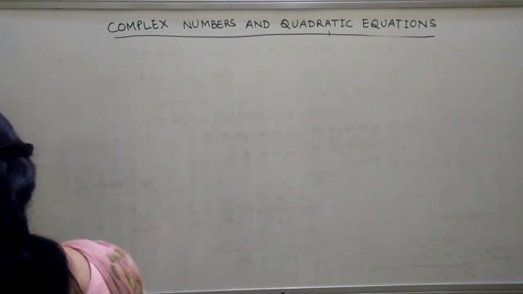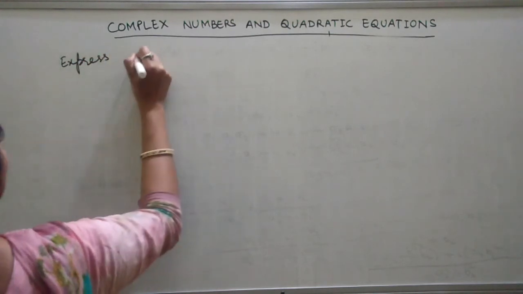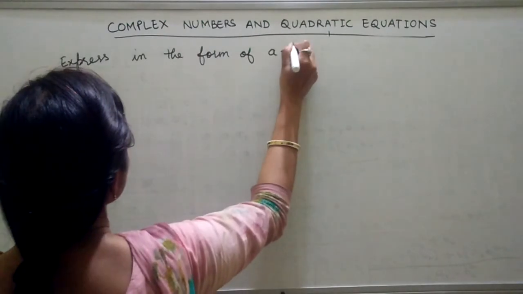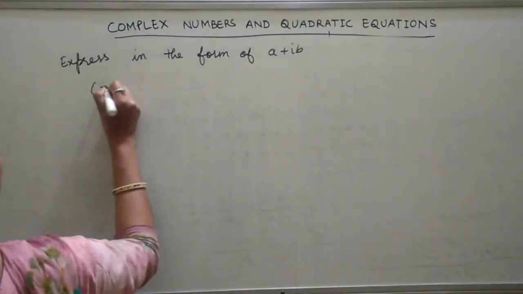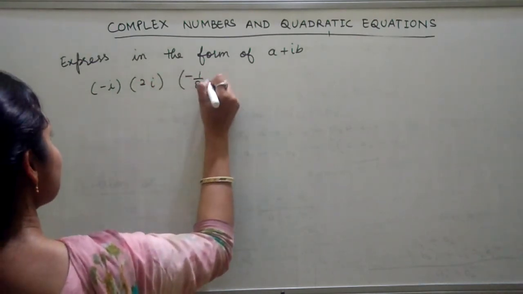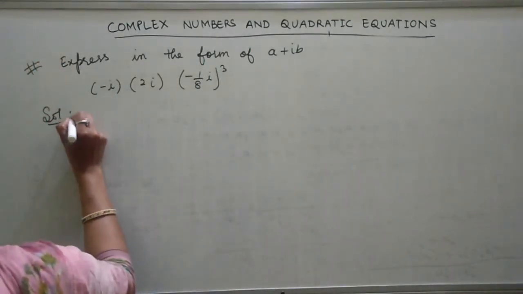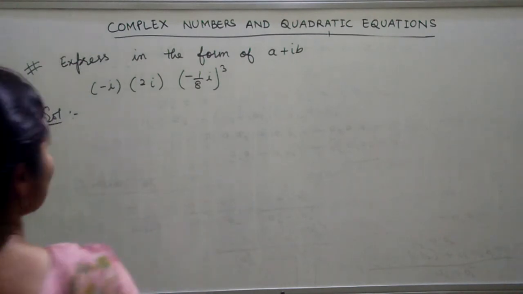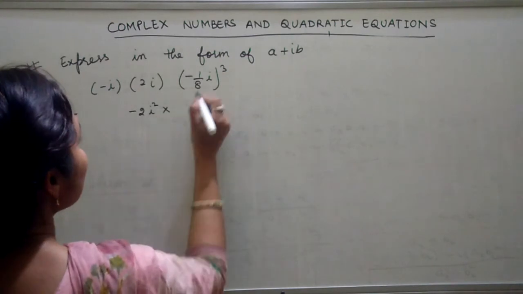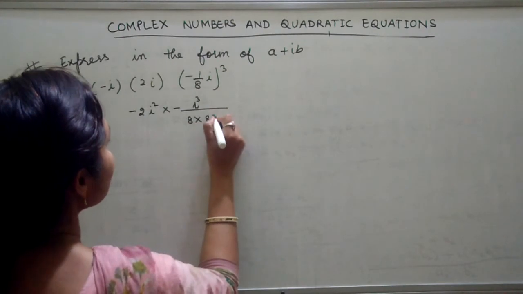First, the question is: express in the form of a plus iota b. The question is minus iota, 2 iota, and 1, negative 1 by 8 iota whole cube. You have to convert it. How to solve? Very easy. This is negative 2 iota square, and this is negative 1 upon iota cube, with 8 into 8 into 8.